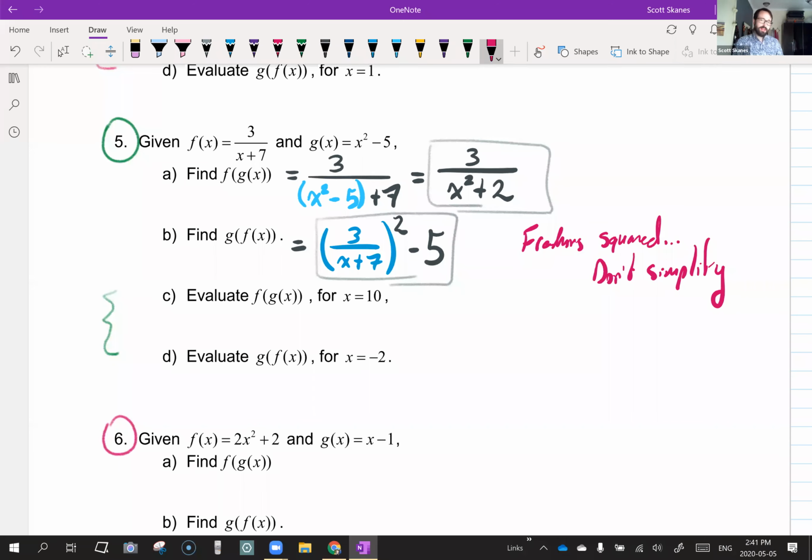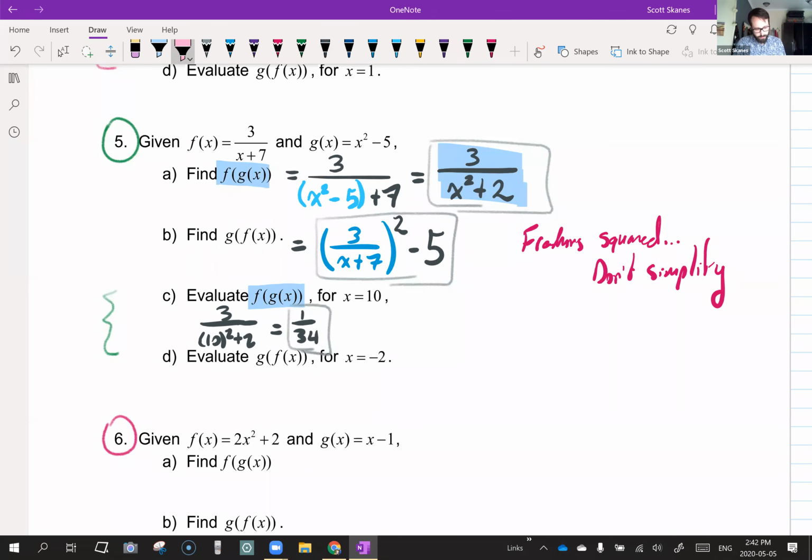Okay, I might as well finish this question. In this question, we need to put in x equals 10. So I'll just give the final answer for C and D. If I put 10 into the first one, so f of g of x is this guy, I'm going to put 10 in here. That would give me 3 over 10 squared plus 2, which is 3 over 102. And that equals 1 over 34 if you simplify it.